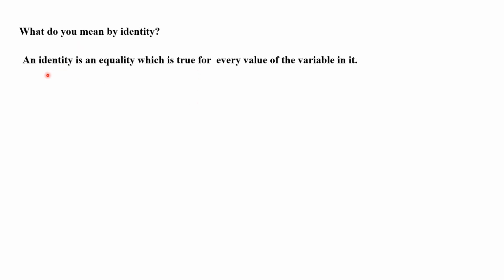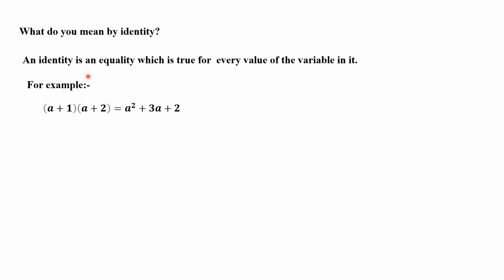Now first of all, what do you mean by identity? So an identity is an equality which is true for every value of the variable in it. Now what does it mean? So let me take one example and I can explain it. So I have taken here (a + 1)(a + 2) is equal to a² + 3a + 2. Now how have I got this a² + 3a + 2? So you have to multiply. You have already studied how to multiply two binomials, right? So you can use that and you will get it like this.